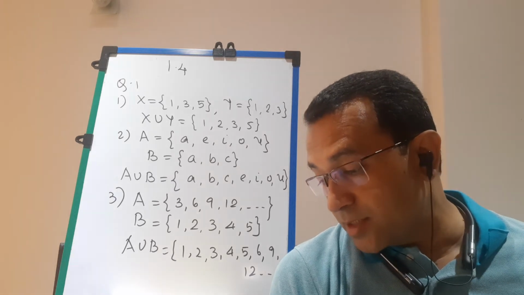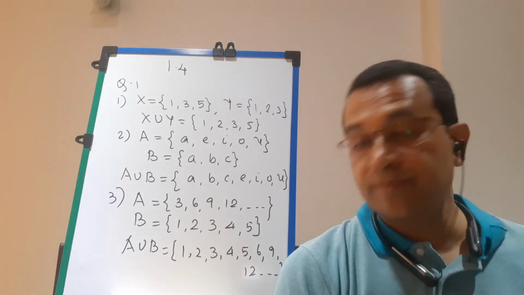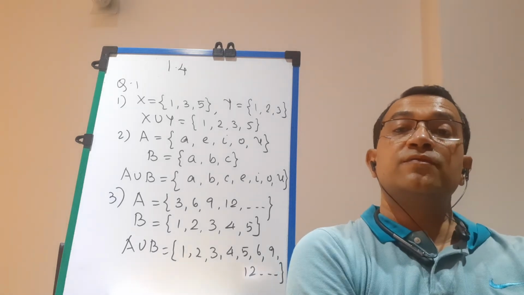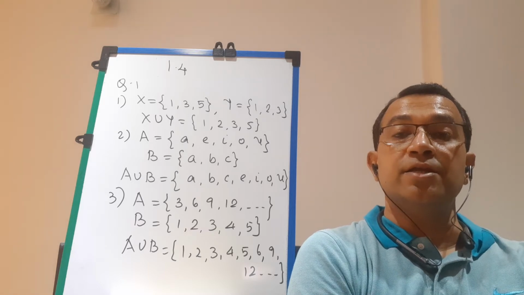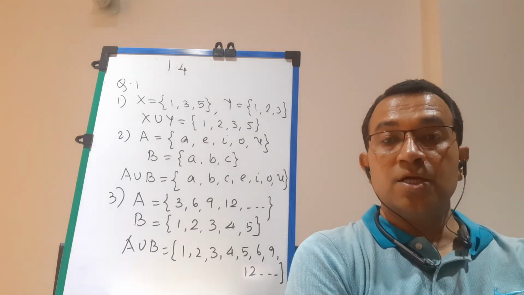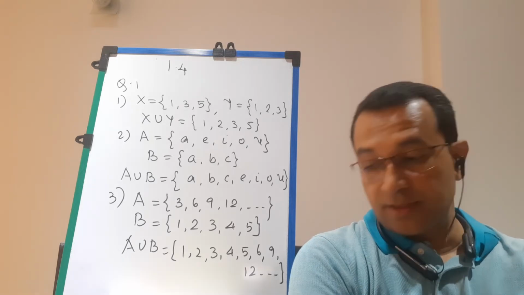Read x such that x is a multiple of 3 and it is a natural number. Now multiples of 3 in terms of natural numbers start from 3, 6, 9, 12, 18, and go up to infinity. So the union correspondingly will also be an infinite set.